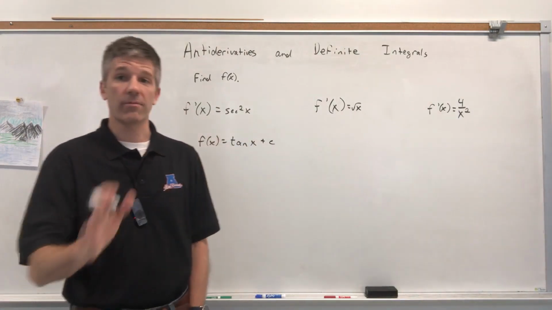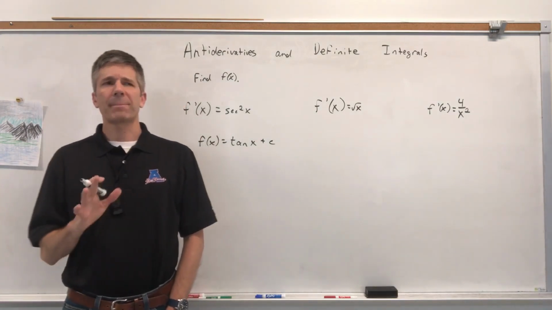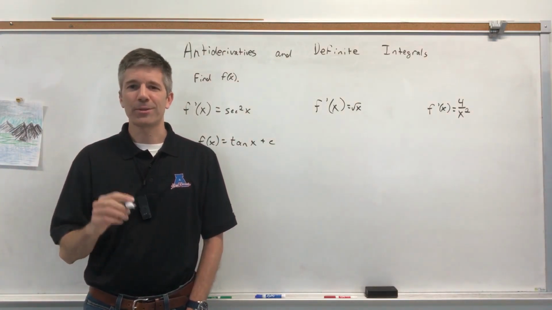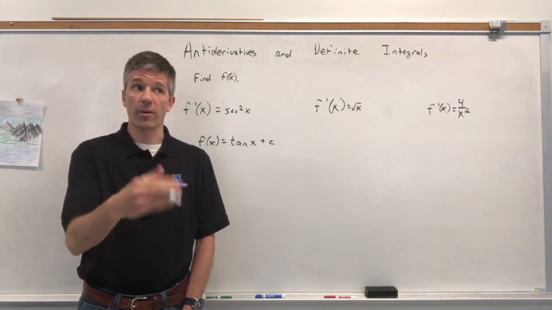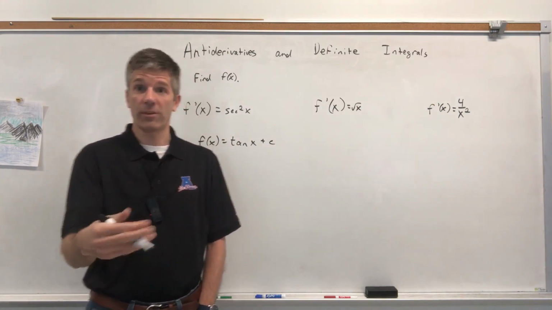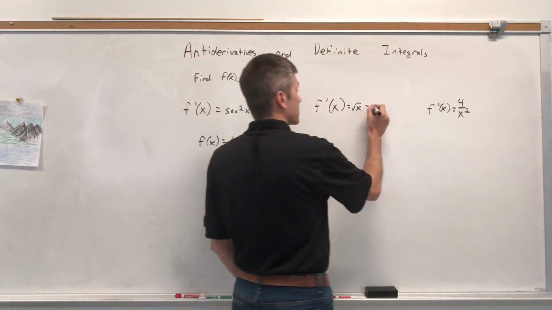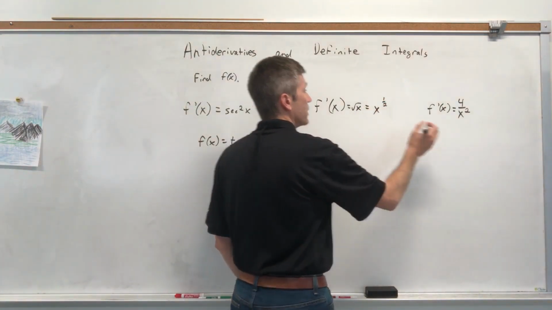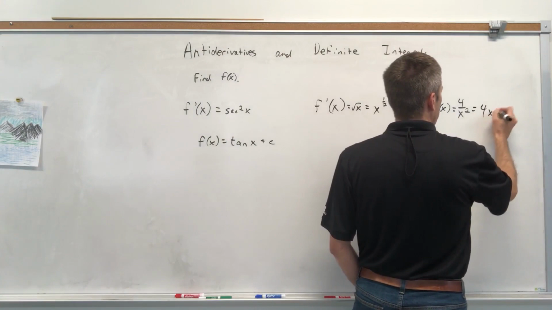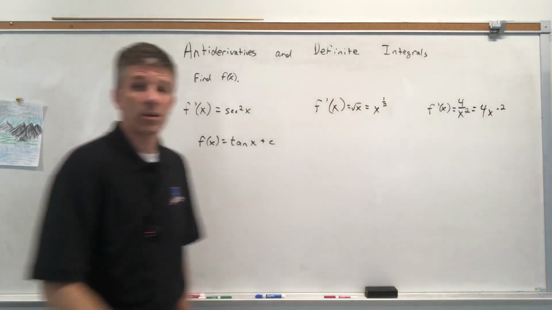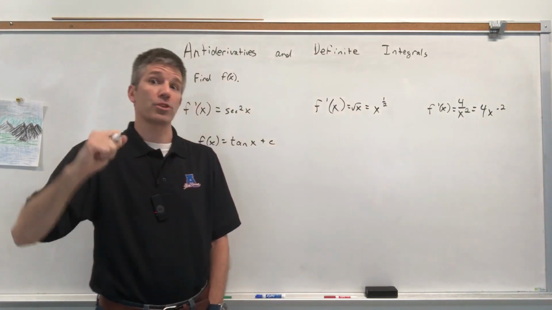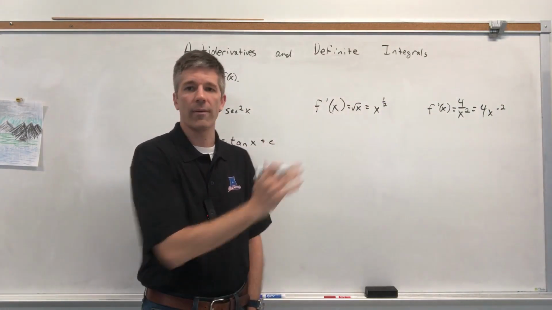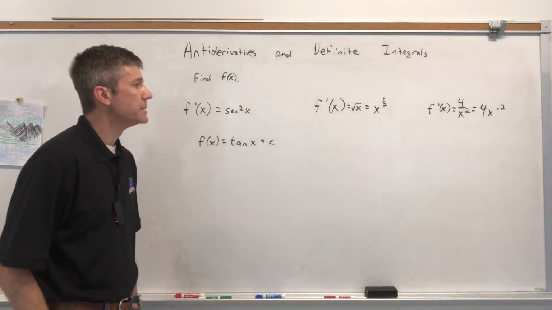The next two are going to involve some rewriting. I hope you remember, when we were finding derivatives, we would have to do a rewrite in order to figure out a derivative. Now we're going to do a rewrite to figure out an antiderivative, and it looks like this. This is x to the 1/2, and this is 4x to the negative 2. Just good to know, okay? And again, no c's yet. I've seen students like, oh, I can't forget my c. Yeah, well, you haven't. You haven't taken the antiderivative yet.